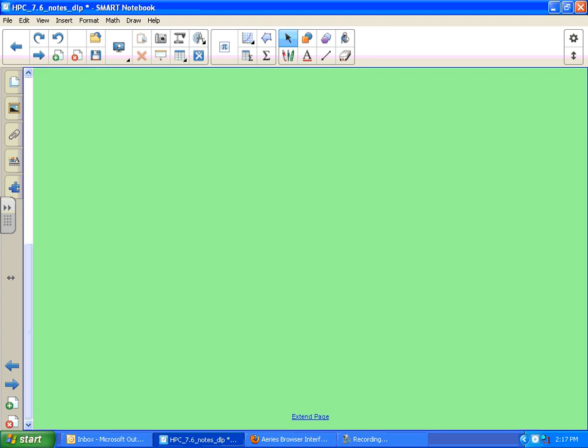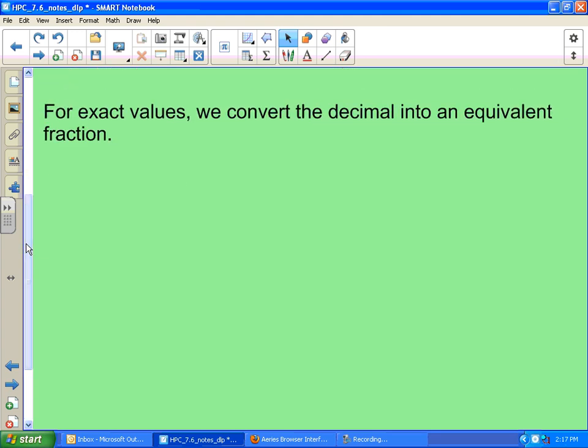Here's the hint. For the exact ones, we need to convert this decimal into an equivalent fraction. So how do we make 0.4 become an equivalent fraction? Negative 4 over 10. Can I reduce it? Negative 2 over 5. So how do you make a decimal become an equivalent fraction?